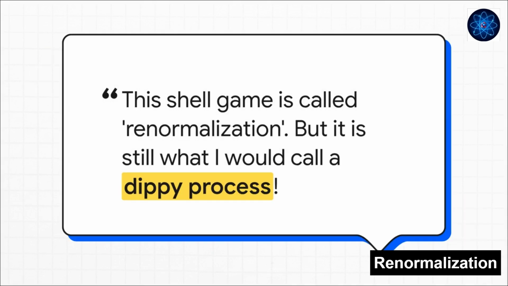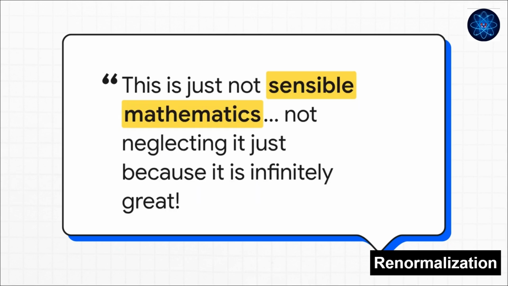But here's the kicker. Even the guys who invented this whole thing thought it was kind of sketchy. Richard Feynman, one of the main architects, he literally called it a dippy process and hocus pocus. It just felt like a cheap mathematical trick, like hiding a mess in the closet because you don't know how to clean it up. And the legendary physicist Paul Dirac? Oh, he was even more scathing. He basically said, this isn't real math. Sensible math is when you ignore something because it's tiny, not because it's infinitely huge and you just don't like it.